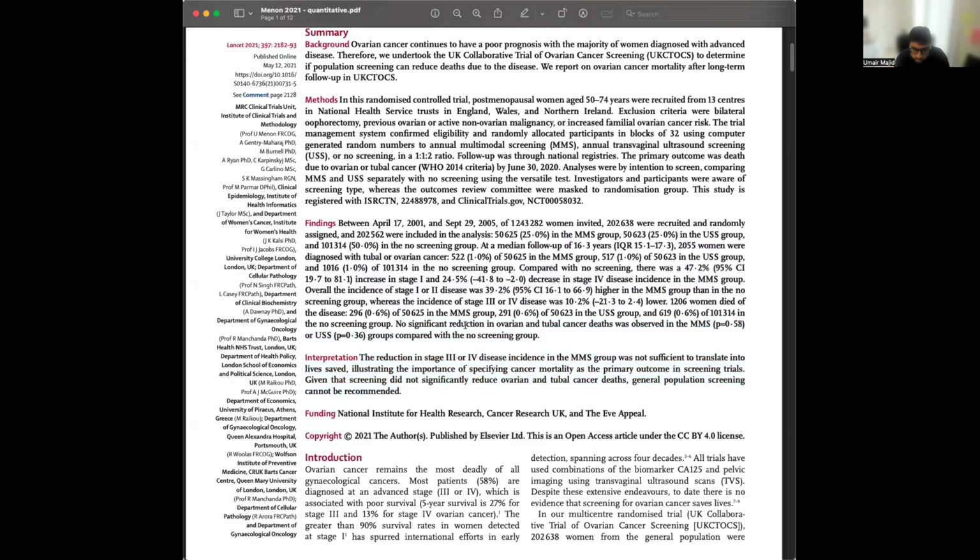The reduction in stage 3 and stage 4 disease incidence in the MMS group was not sufficient to translate into lives saved, illustrating the importance of specifying cancer mortality rate as the primary outcome in screening trials. Given that screening did not significantly reduce ovarian and tubal cancer deaths, general population screening cannot be recommended. That last point is the implication. Because screening didn't reduce deaths, we cannot recommend population screening. What's the point in doing population screening if you can't recommend it?